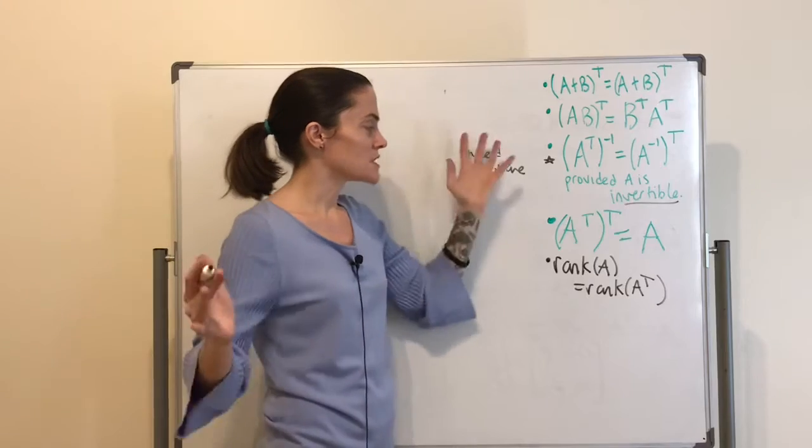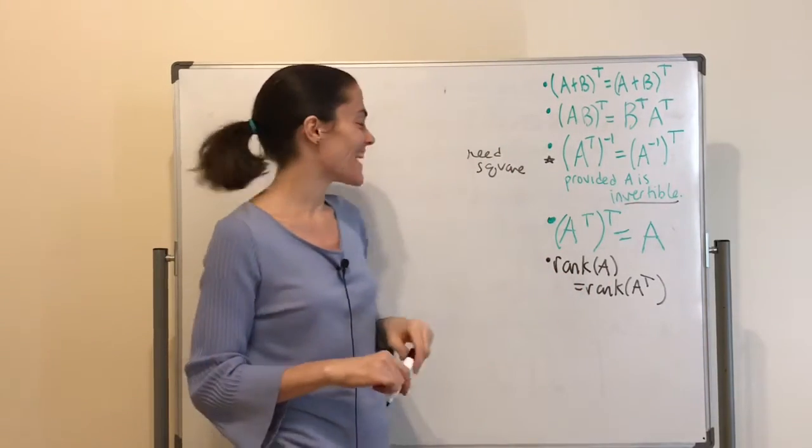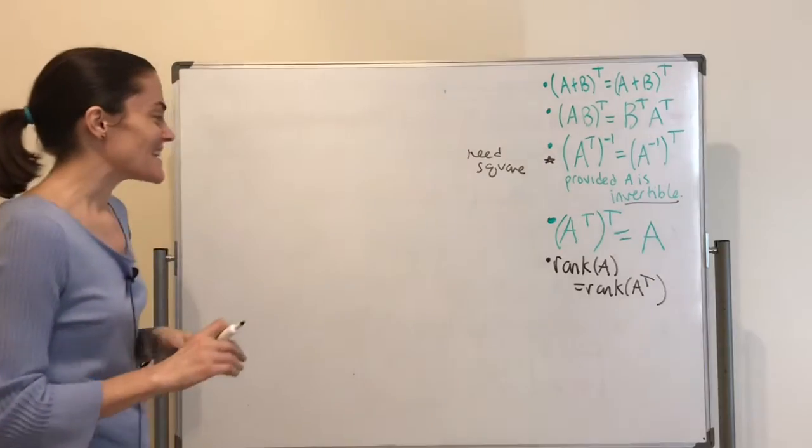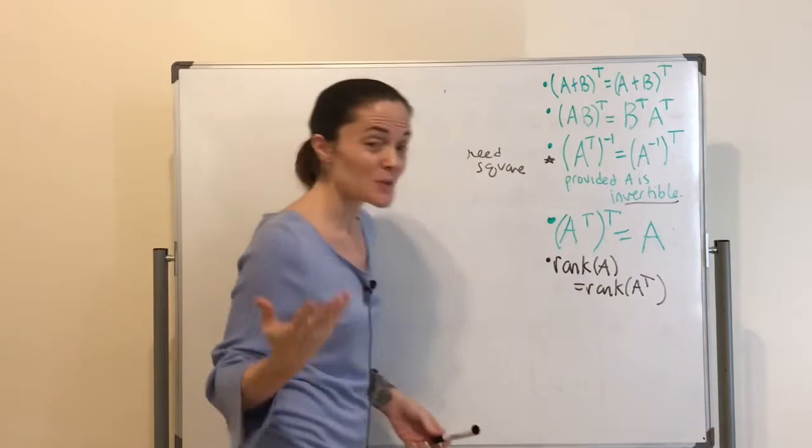These two need the operations to be defined. These two work for any matrix A, okay? So these are some nice properties, and we saw a couple of them for some 2x2s.